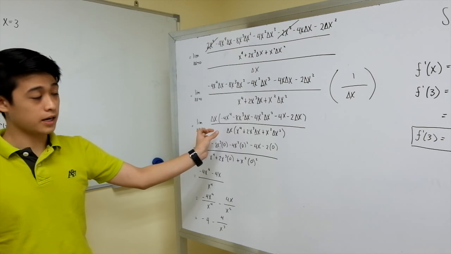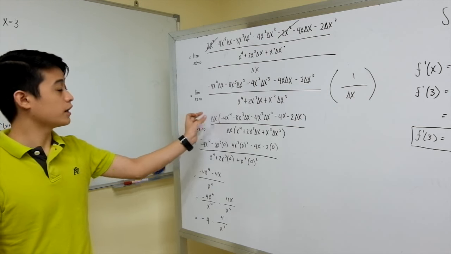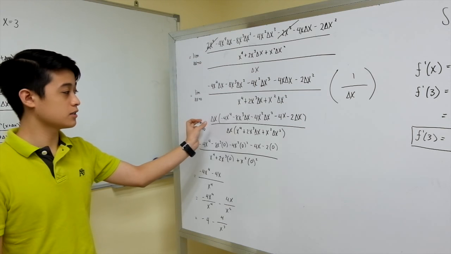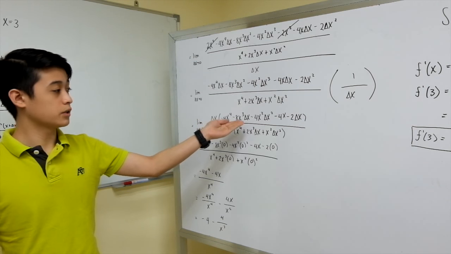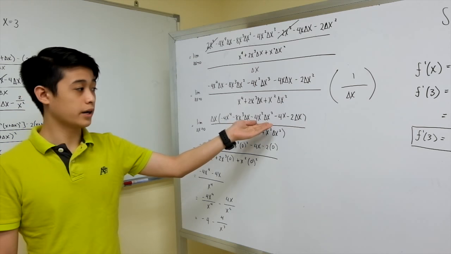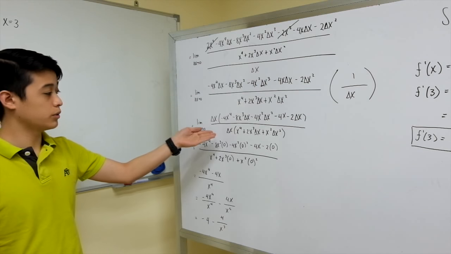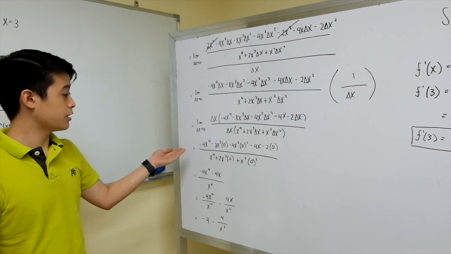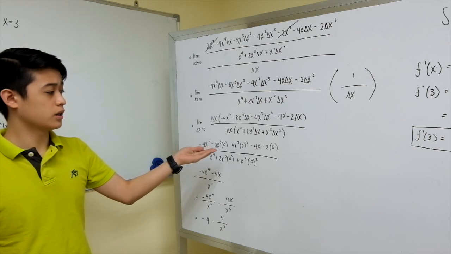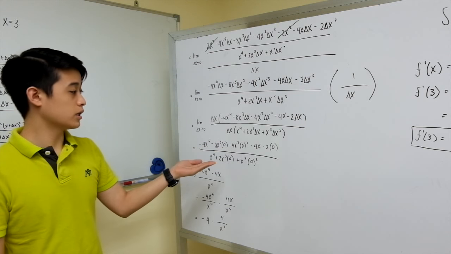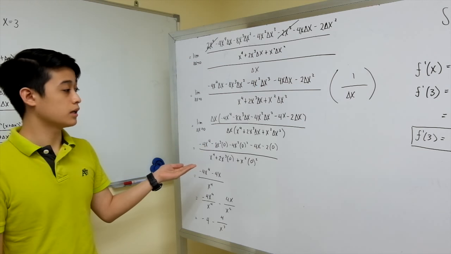And in order to cancel out the delta x at the denominator, we need to factor out the delta x from the numerator. So when we factor out delta x, the numerator becomes delta x times negative 4x to the power of 4, negative 8x cubed times delta x, minus 4x squared delta x squared, minus 4x, minus 2 delta x. As you can see, there are 2 delta x's in the numerator and denominator, so you can cancel it out. And then the fraction becomes negative 4x to the power of 4 minus 8x cubed delta x minus 4x squared delta x squared minus 4x minus 2 delta x all over x to the power of 4 plus 2x cubed delta x plus x squared delta x squared.